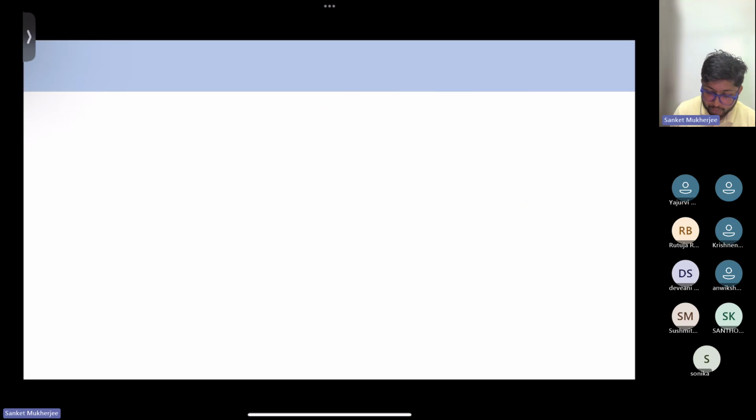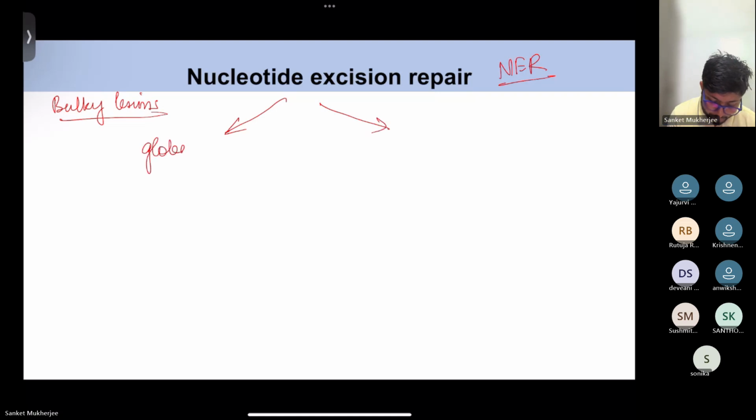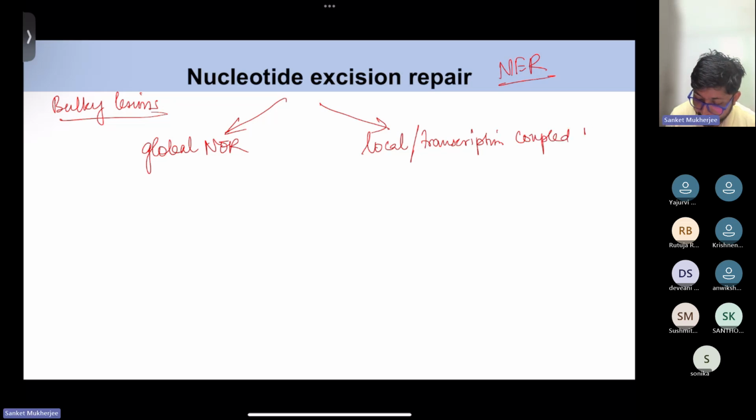And then we are coming to nucleotide excision repair, NER. Nucleotide excision repair is usually for bulky lesions. That means if an excessive damage happens, in that case we go for nucleotide excision repair, right? Now, nucleotide excision repair can also be of two types. It could be global nucleotide excision repair, or what we call transcription coupled nucleotide excision repair. So how are they different?